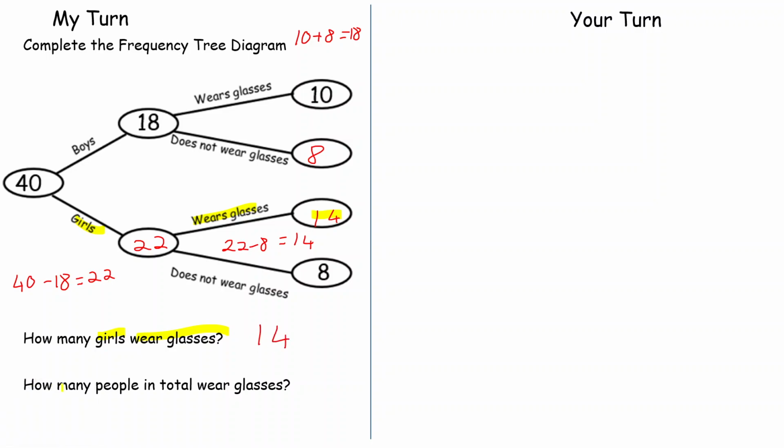And then the second part, how many people in total wear glasses? A bit more difficult, this one. So you're looking at boys who wear glasses, so this one, and girls who wear glasses, which is this one. Because you've got boys and girls, but we're looking at the total, so 10 and 14, which is going to give you 24. So 10 add 14 gives you 24 in total, and that is your answer for this one.